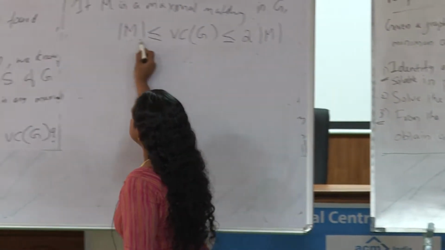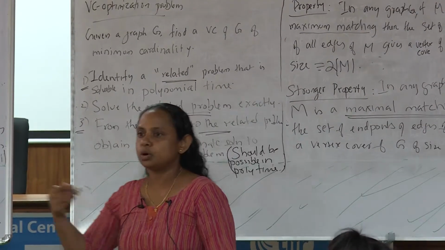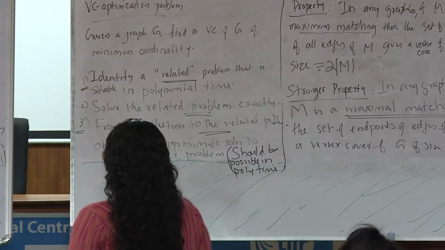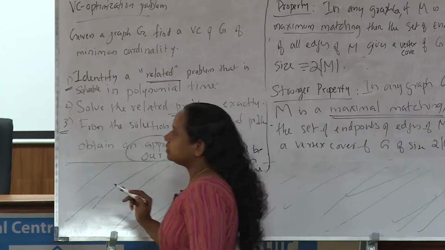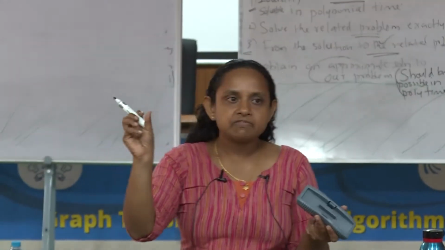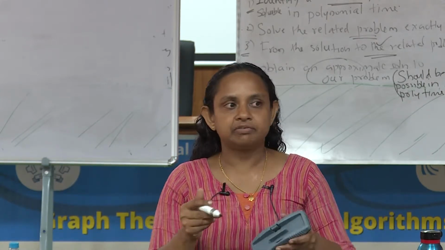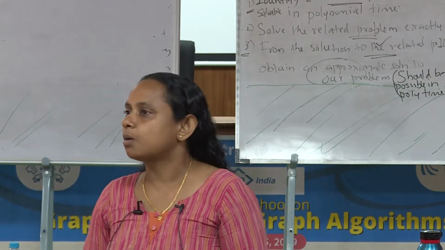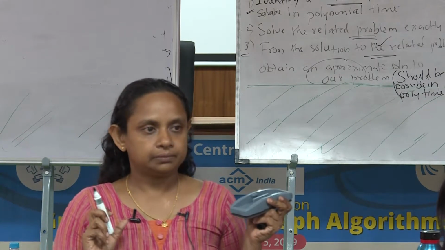And it is easy to find this, right? So the steps are: identify a related problem, that is maximal matching. Solve the related problem, you know how to do it. From the solution of the related problem, you know how to construct a vertex cover. Now the thing is to argue how good the approximation is, and this relationship is sufficient. It is not just some relation; the relation is not much more than this. If we find this, we get a decent solution for the vertex cover. Fine?